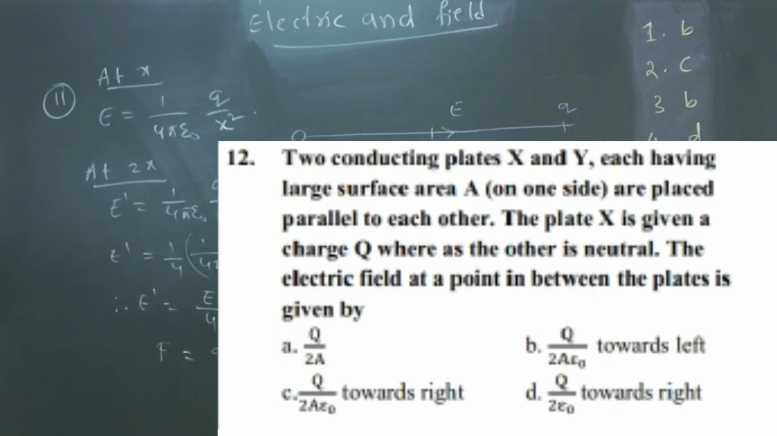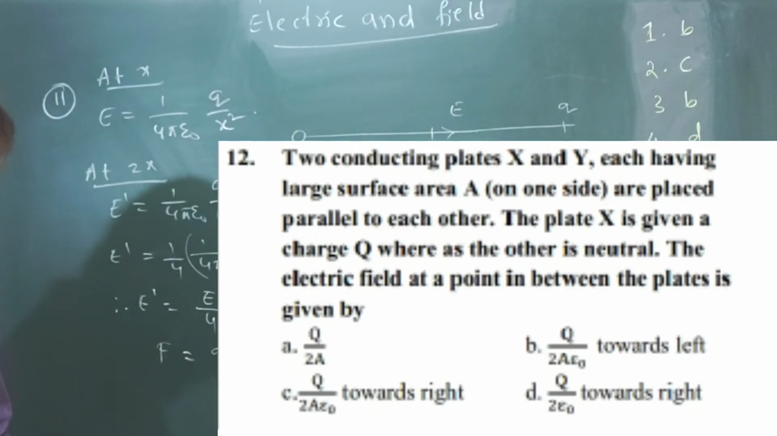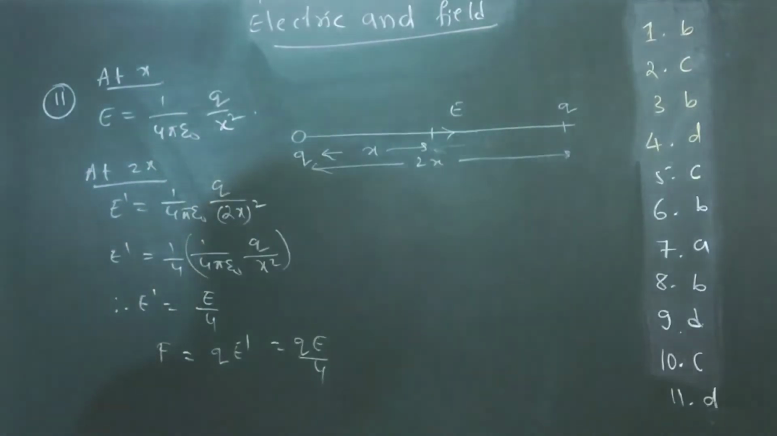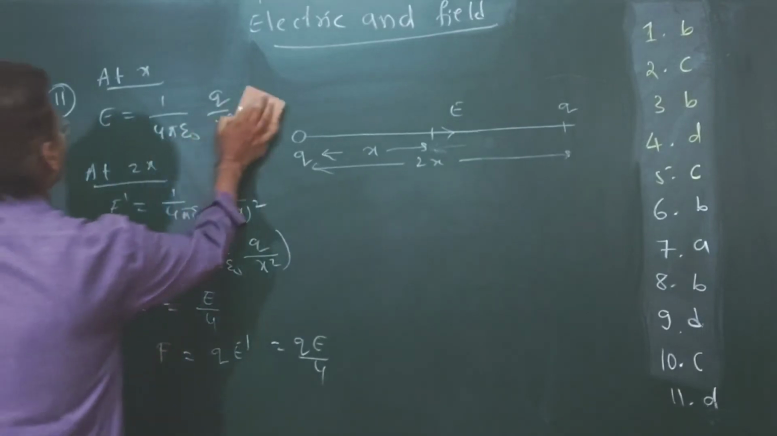Two conducting plates X and Y, each having large surface area A on one side, are placed parallel to each other. The plate X is given a charge Q, whereas the other is neutral. The electric field at a point in between the plates is given by. Now according to the statement, it is saying that two conducting plates.